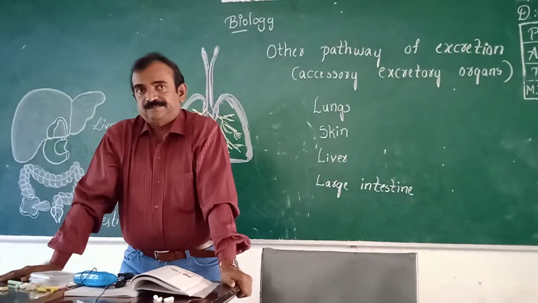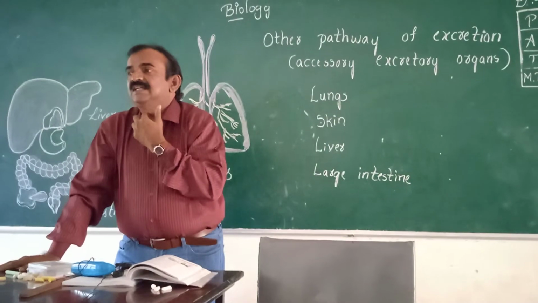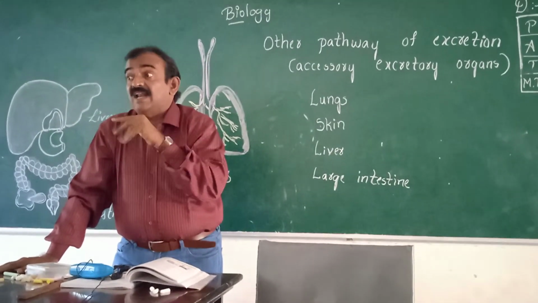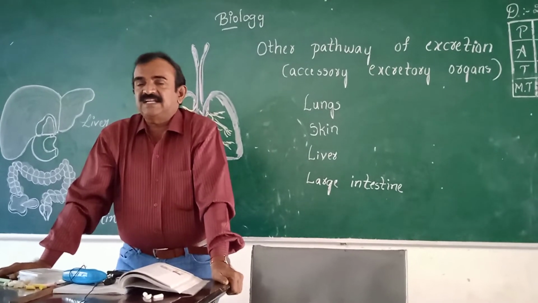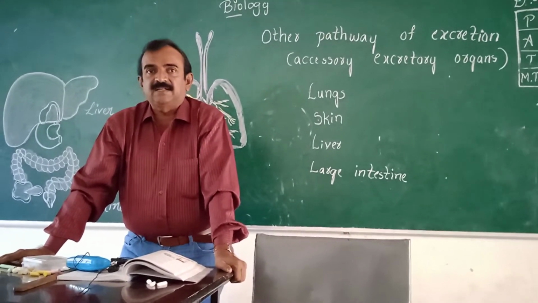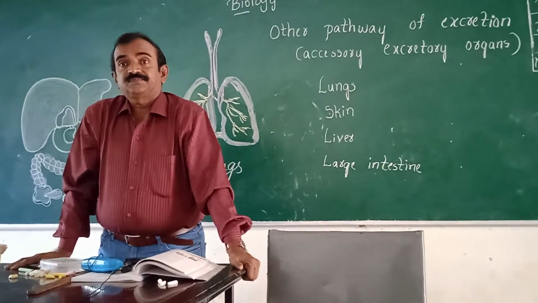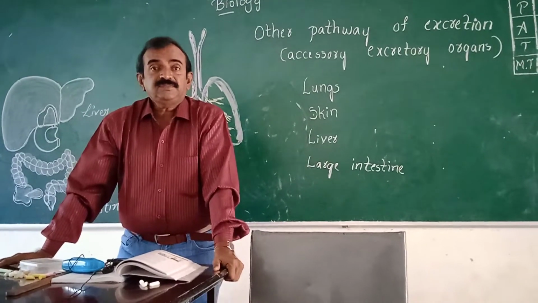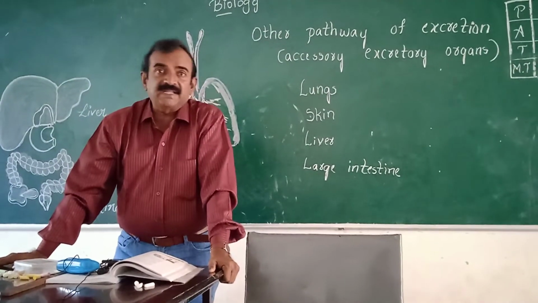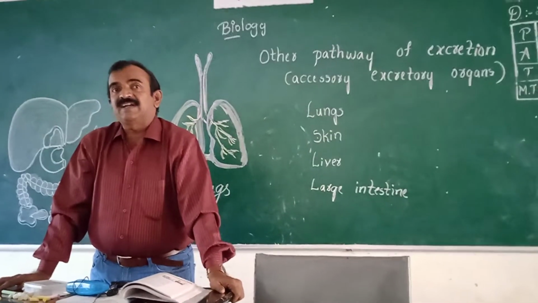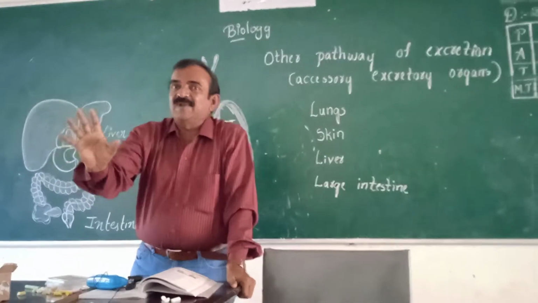Now I am telling you about the large intestine. Do you know the parts of the alimentary canal? Mouth, buccal cavity, pharynx, esophagus, stomach, small intestine, large intestine, rectum and anus. The large intestine is useful for the elimination of some elements like calcium, magnesium and iron. These waste products are eliminated through the epithelial cells of the colon, called the large intestine.